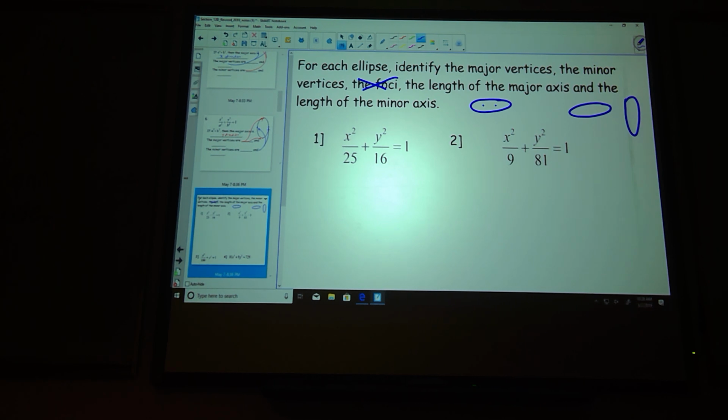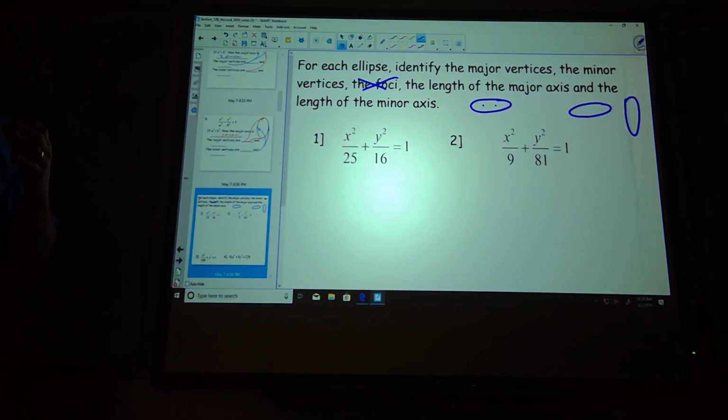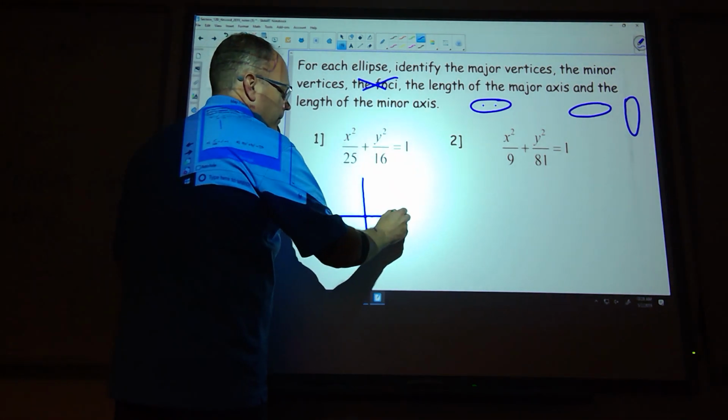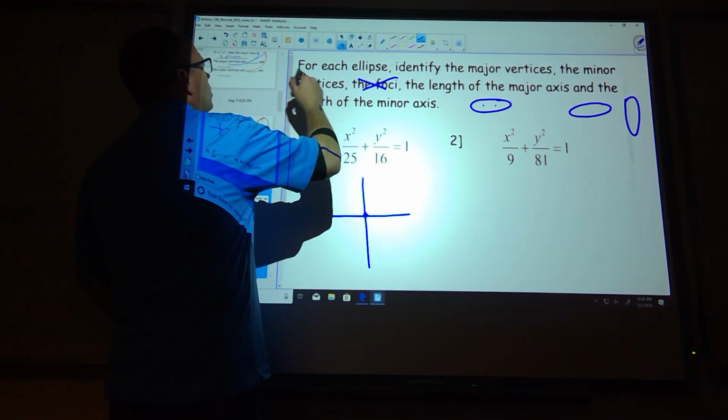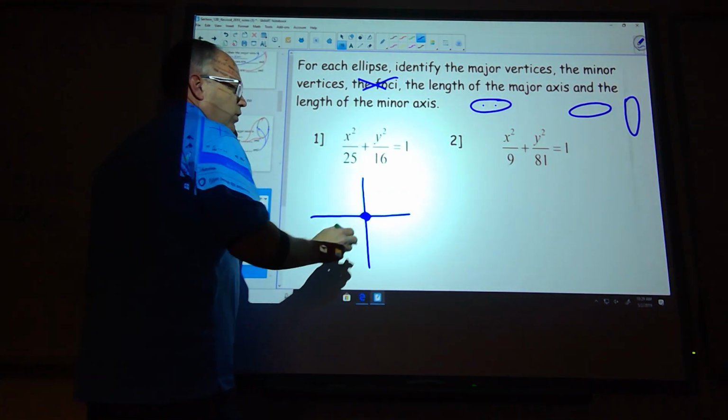Okay, so this is going to be about the origin. You know it's about the origin because x squared and y squared are just x squared and y squared. It's not like x plus 2 squared or anything like that. So I have this center here.